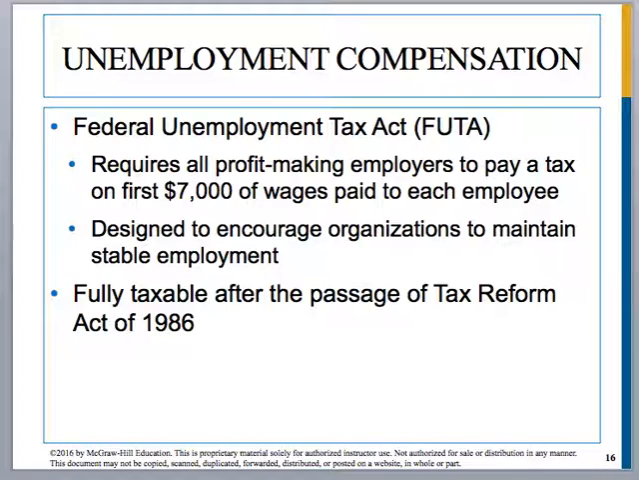FUTA is the Federal Unemployment Tax Act. It requires that any employer that is turning over a profit has to pay tax on the first $7,000 of wages that are paid to each employee. And this helps to encourage the company to maintain stable employment. It's fully taxable after the passage of the Tax Reform Act of 1986.